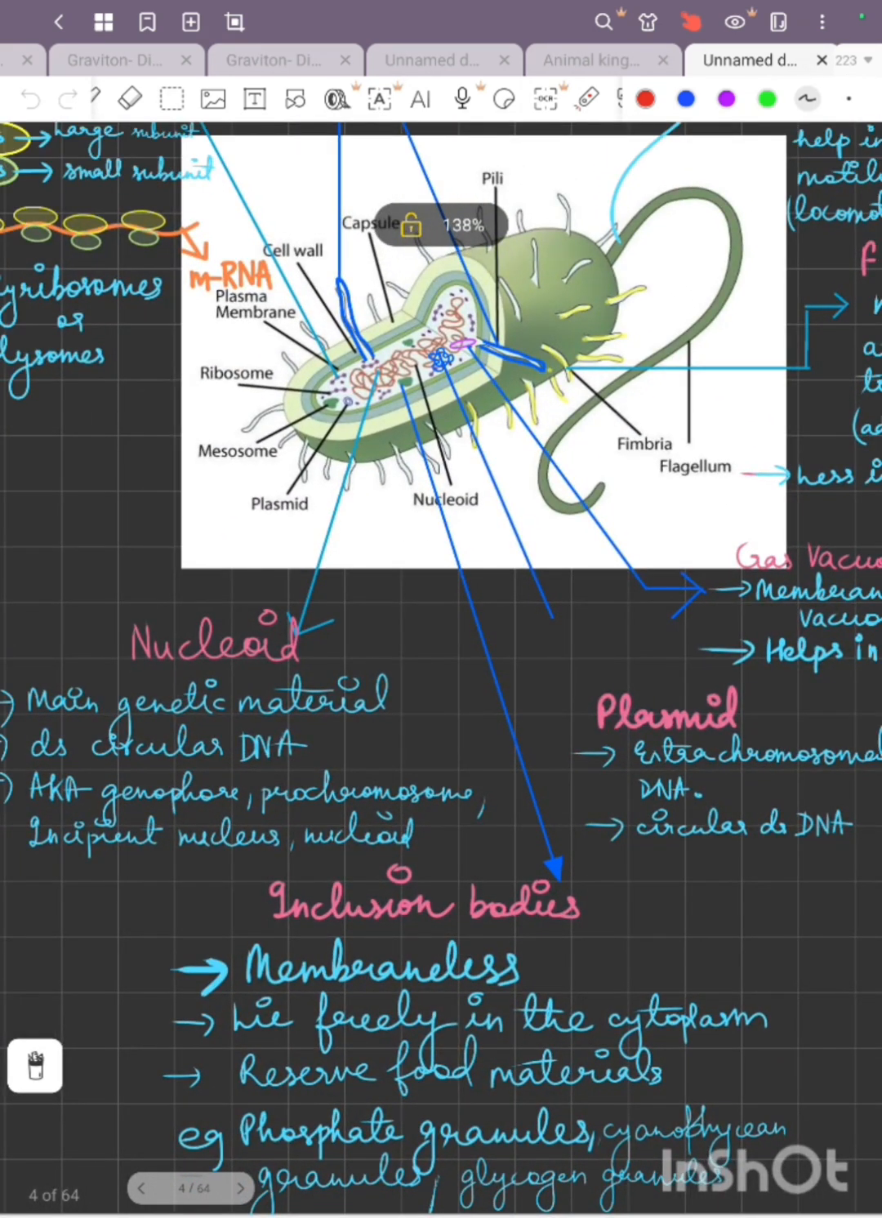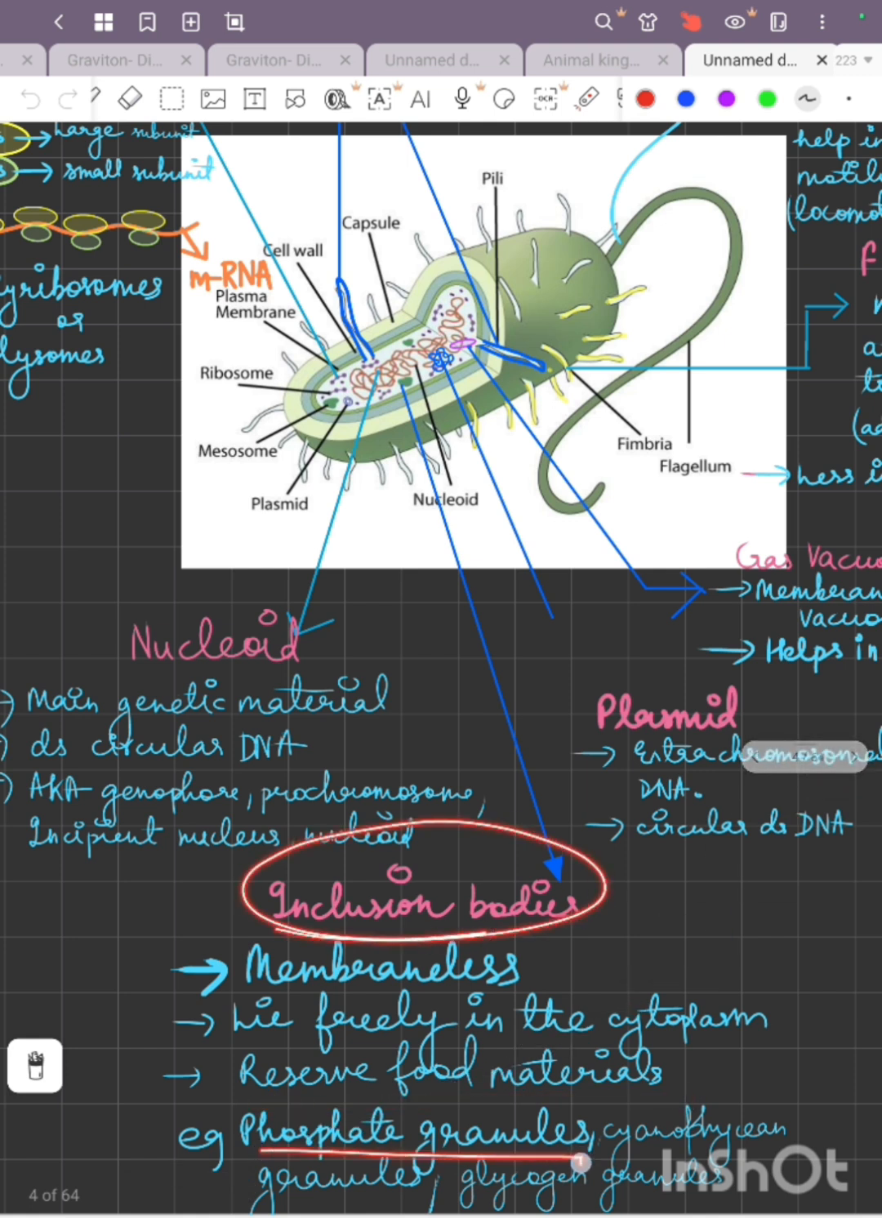All right, talking about inclusion bodies, right? Talking about the various inclusion bodies that you see. Now, these inclusion bodies that you see right here are membraneless and they lie freely in the cytoplasm. They are nothing but the reserve food materials. Few examples which are categorically mentioned in our NCERT textbook are phosphate granules, cyanophycin granules, or glycogen granules.